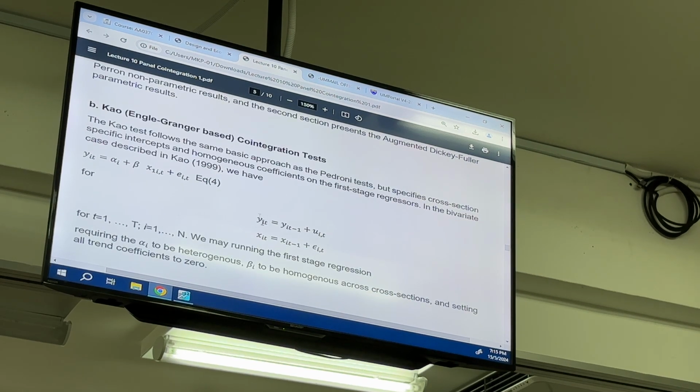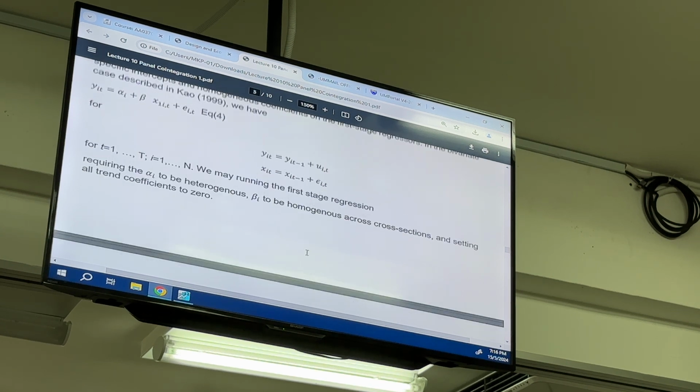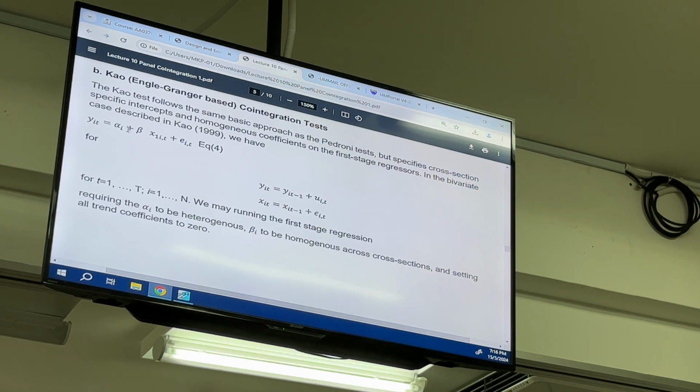So let's see what is the idea behind Gao. We have equation number 4, the first stage, right? We assume these two follow y equals y_{i,t-1} and x equals x_{i,t-1}, and require the alpha i to be heterogeneous, but this one is homogeneous. So they are the same. So homogeneous Schur coefficient, homogeneous across the cross section.